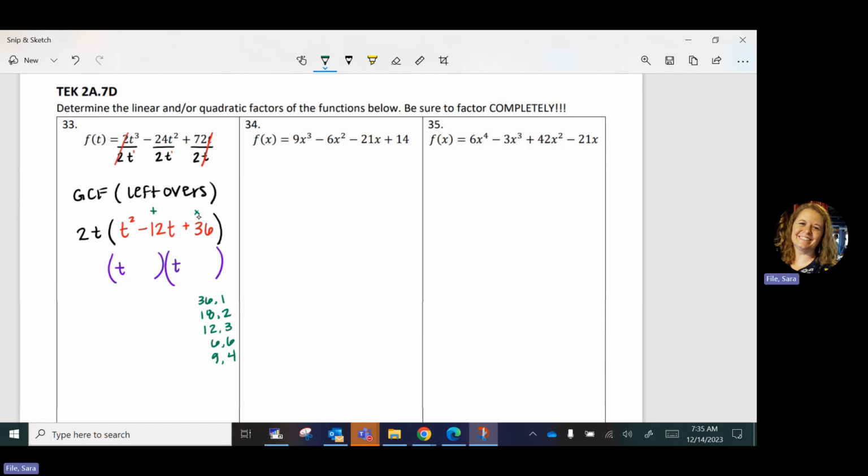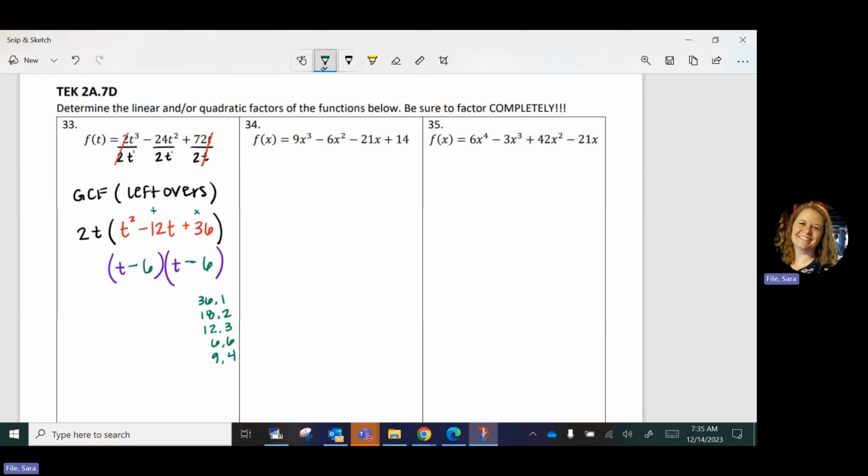They're both negative, right? Because a negative times a negative will give me the positive, but I need a negative plus a negative would be a negative sum, okay? So which of these added together would give me 12? Yeah, 6 and 6. I already said they're both going to be negative. So it's negative 6 and negative 6.